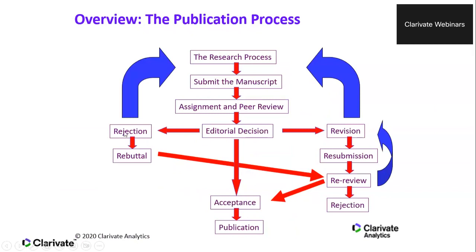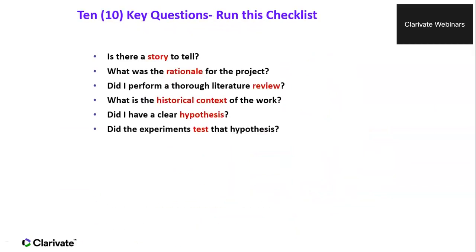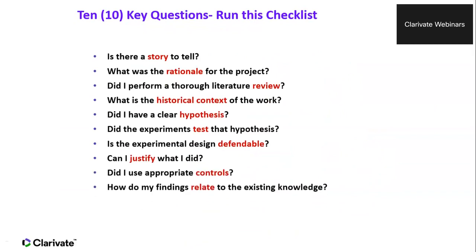There is either a rejection or a revision. You can issue rebuttals at each step to make sure that you can get your paper published. Again, the 10 checklists, very, very careful. We have repeated them before, but I've just added this slide to again recapitulate. Is there a story to tell? What was the rationale for the project?